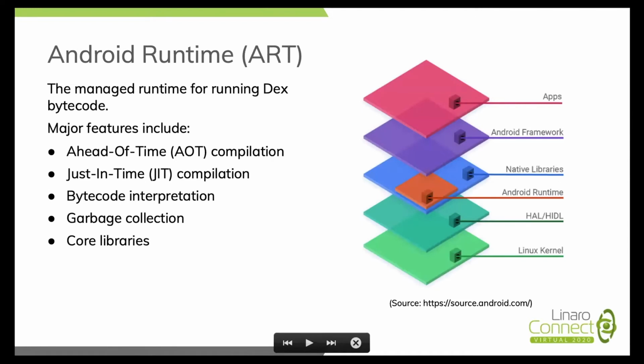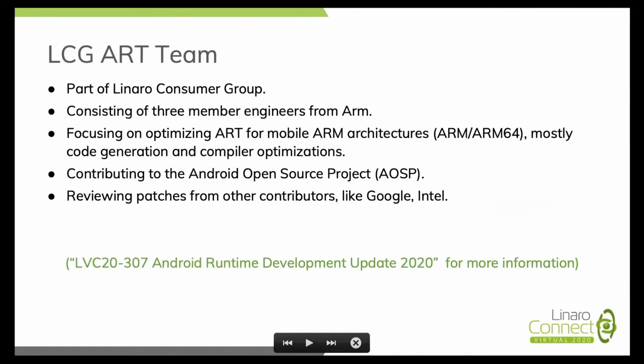Traditionally, the Android Runtime is an important part of Android, responsible for running managed code. It has most features that modern runtimes have, for example, a Java virtual machine. And the ART team is part of the Linaro consumer group, which is responsible for optimizing the Android Runtime for mobile ARM architectures, 32-bit and 64-bit as well.